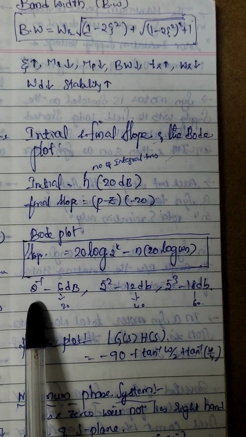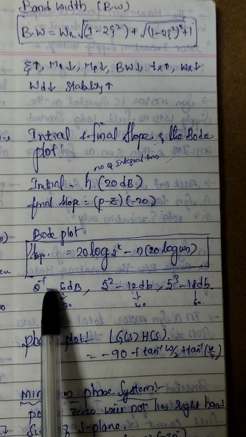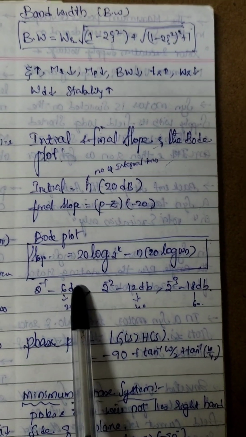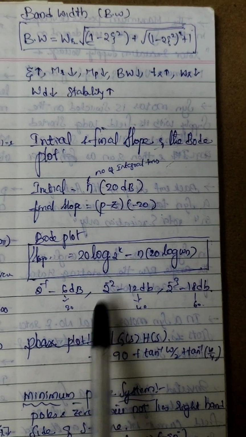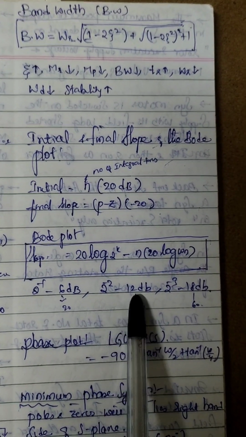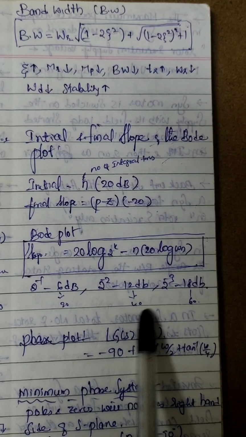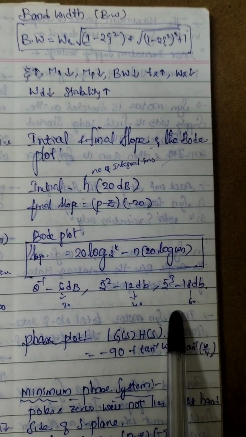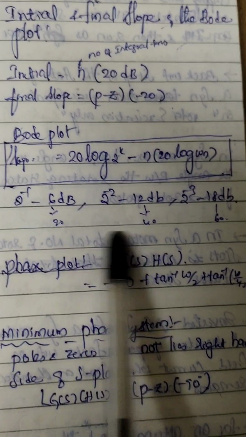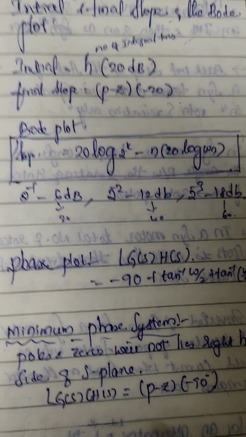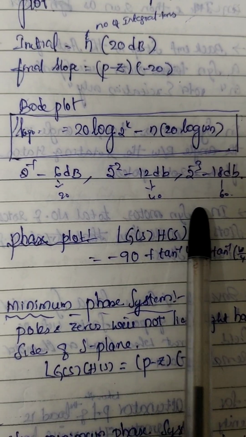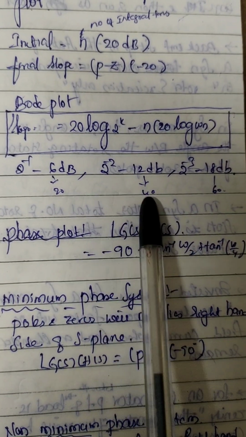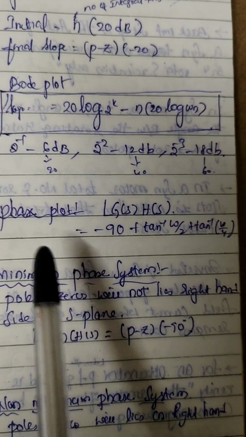Here you can see the formulas: 2 power of minus 1 is equal to 6 dB, which you can also write as 20 dB per decade. 2 power of minus 2 is equal to 12 dB, which you can write as 40 dB. 2 power of minus 3 is equal to 18 dB, which you can write as 60 dB. You can understand how the Bode plot should look. These are just formulas for shortcuts you should remember for exam purposes.